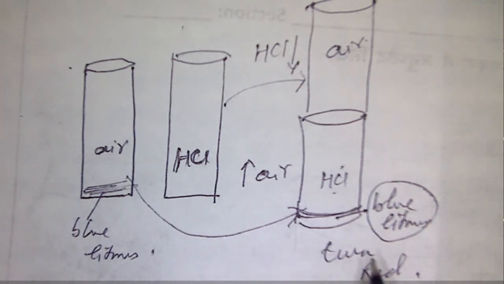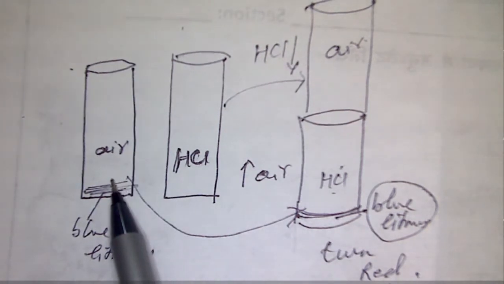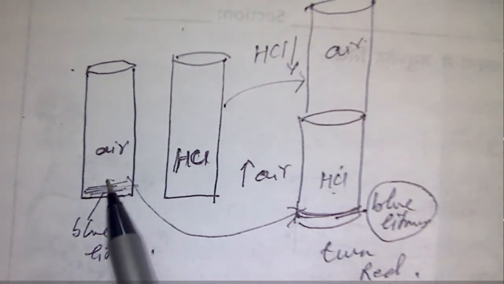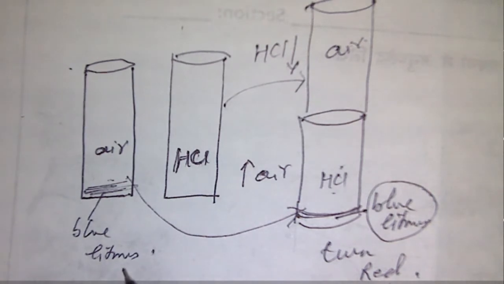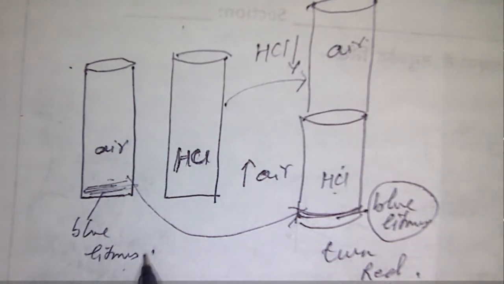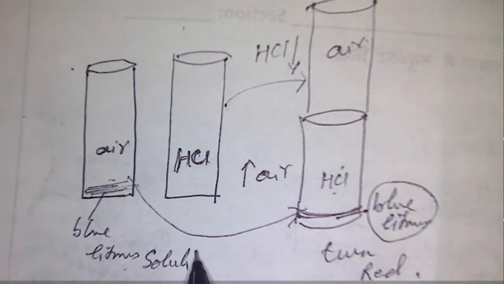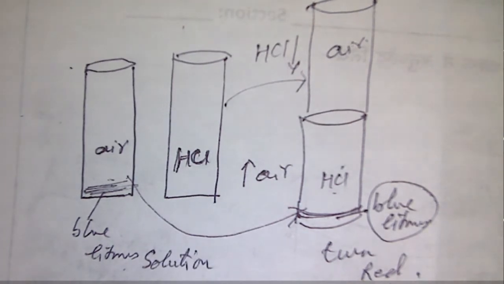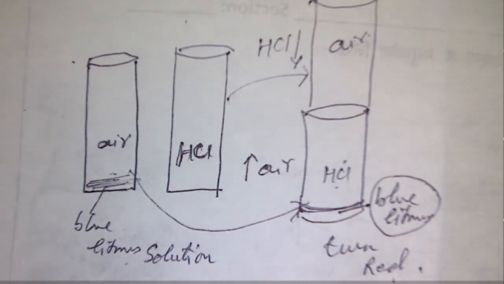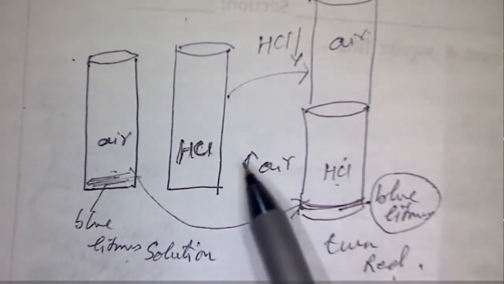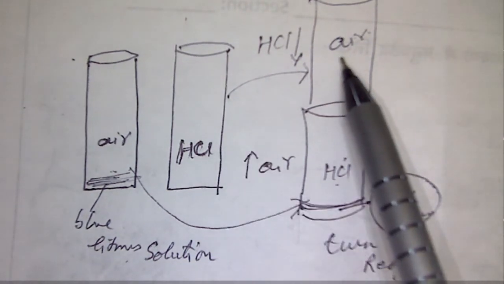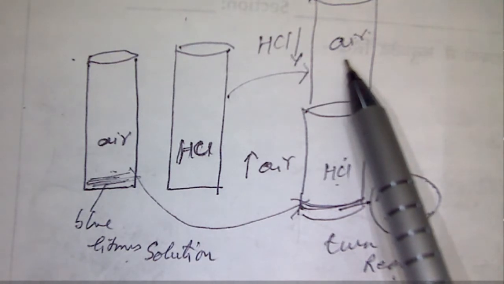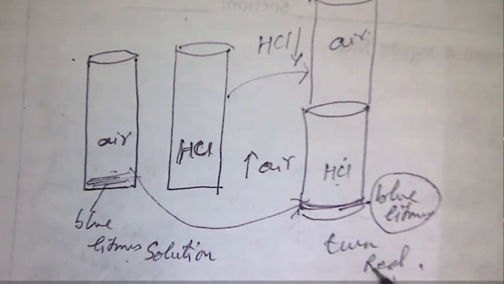This is an experiment. You'll straight away write. We are taking a jar containing air. We are taking a small amount of litmus solution, not dry litmus, blue litmus solution. Clear? So we are taking blue litmus solution. On top of that, we'll put a jar which contains HCl. After some time, you'll see the blue litmus will turn red.